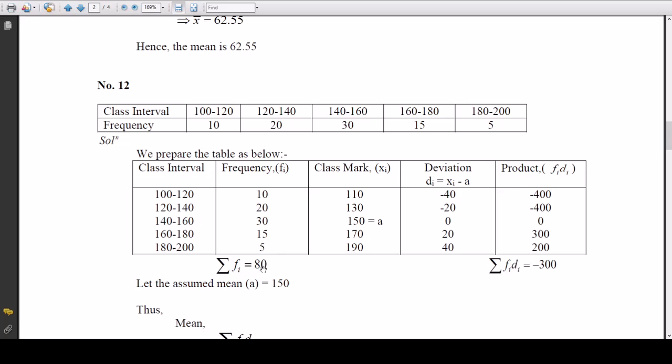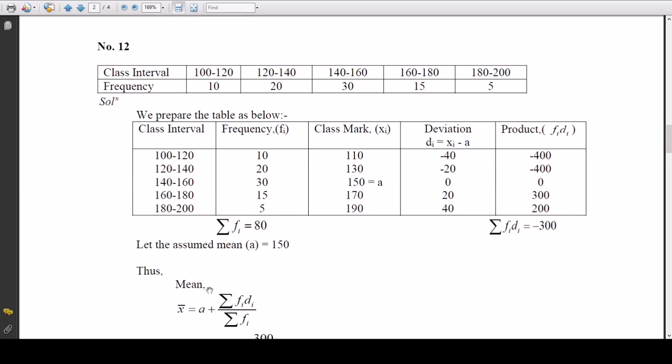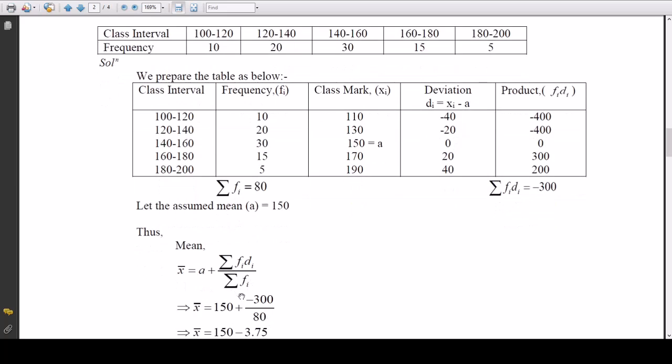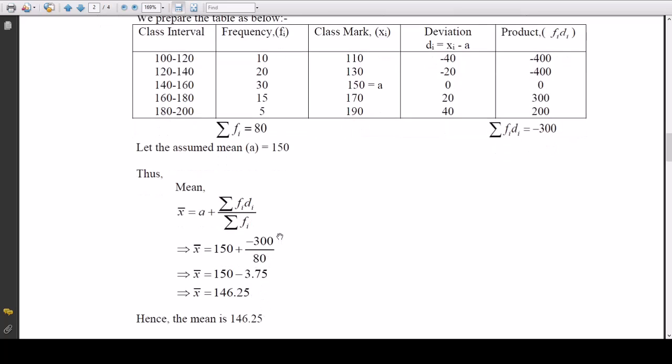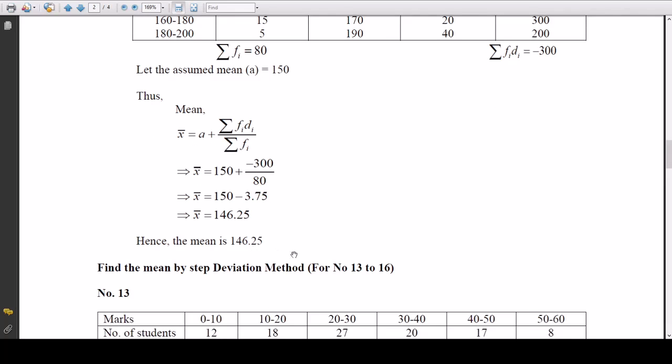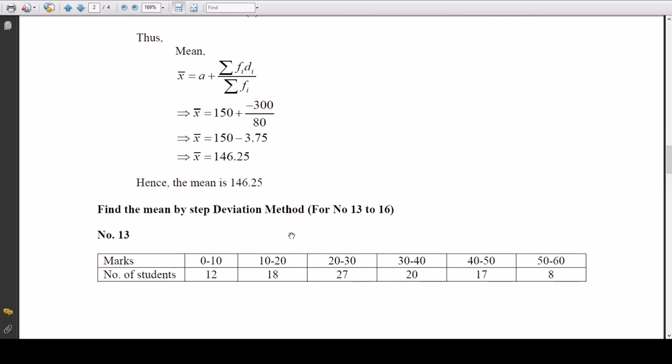And the sum of frequency is 80. Here we have taken the assumed mean to be 150, hence the mean will be, using this formula, A is 150, sigma FiDi is minus 300 divided by 80. Now you divide 300 by 80, you will get 3.75. Minus plus is minus. 150 minus 3.75, you are getting 146.25. Hence the mean will be 146.25.